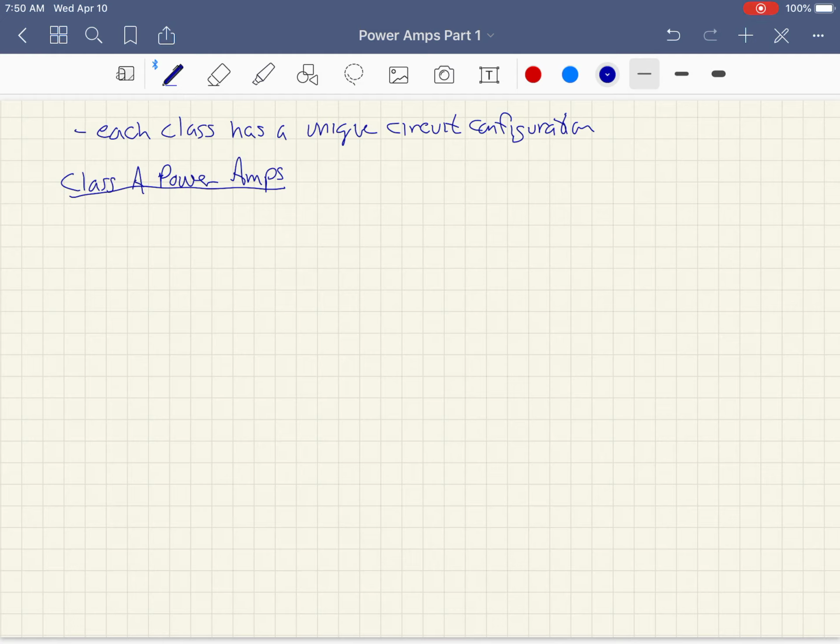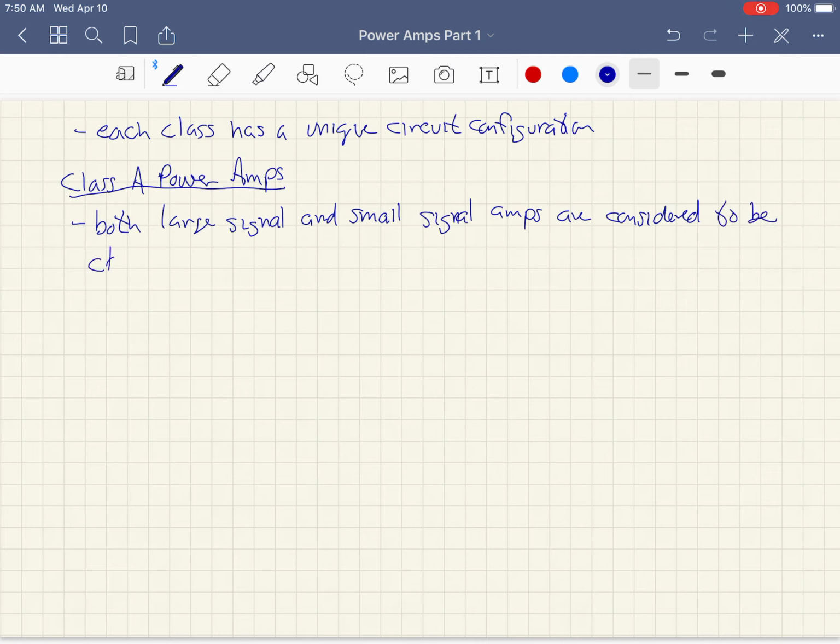Okay, this is interesting, both large signal and small signal amps are considered to be Class A if they operate in the linear region at all times.